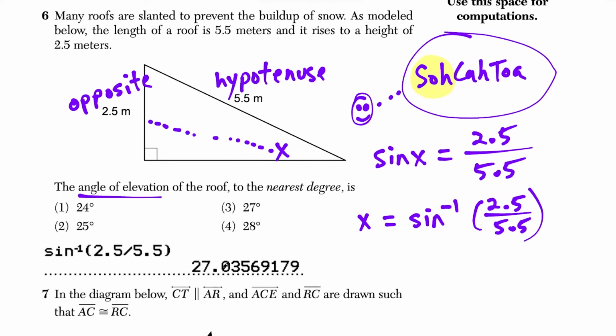So to the nearest degree, we look at this angle. The ones place here, we have a 7, to the right is a 0, so we would round this to 27 degrees, and this would match up with choice 3.